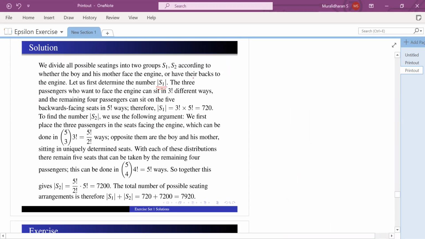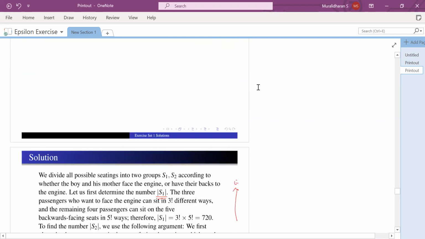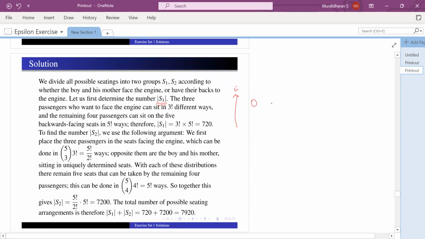So I have the mother and son facing the engine, right? That means this is the engine, let us say. And then how many seats are there? I have to be careful. So 2 rows of 5 seats. 1, 2, 3, 4, 5. And 1, 2, 3, 4, 5. The boy has to be sitting in the window here. So this is my window. Mother has to sit here. The remaining thing is the 3 passengers who want to face the engine. There are only 3 seats, and this could be done in factorial 3 ways. Okay, this is the arrangement, correct?